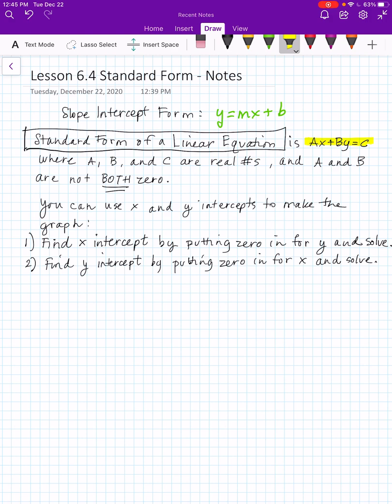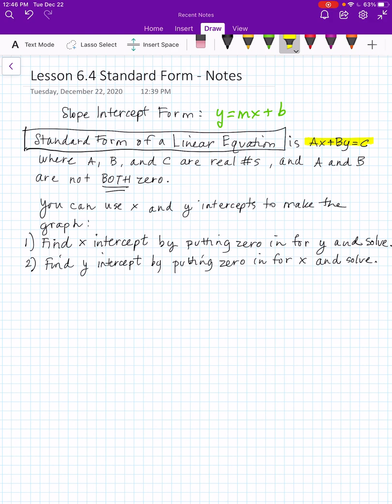You're going to have to identify slope-intercept form, standard form, and then something called point slope form and be able to know the difference between them. So this is something that you need to commit to memory. Ax plus by equals c. And it says where a, b, and c are real numbers. Real numbers just means anything rational or irrational.